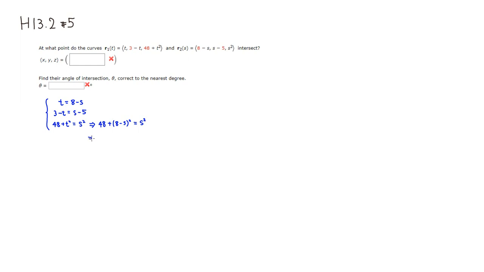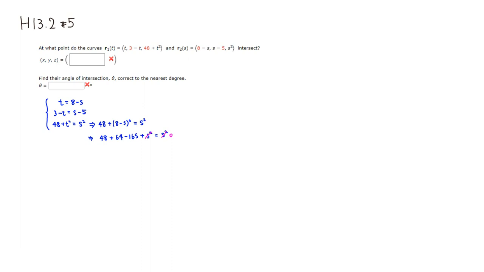I'm going to just multiply out the square here. So you have a 48, and 8 squared is 64, minus 16s, plus s squared, is equal to s squared. Then we can subtract s squared from both sides, so we can cancel those out, and that becomes 0 here.